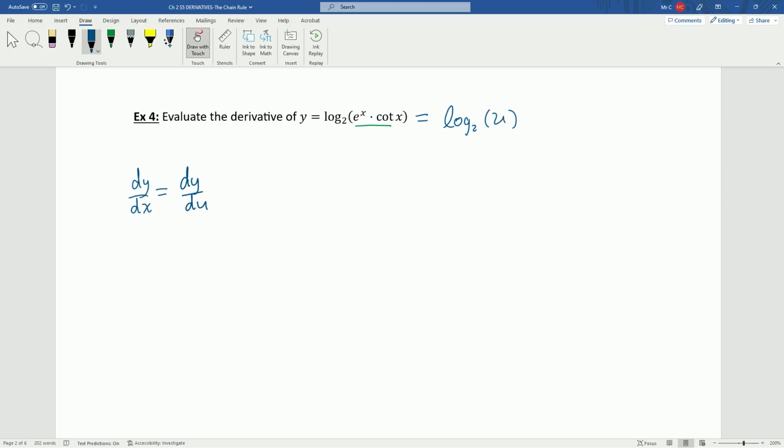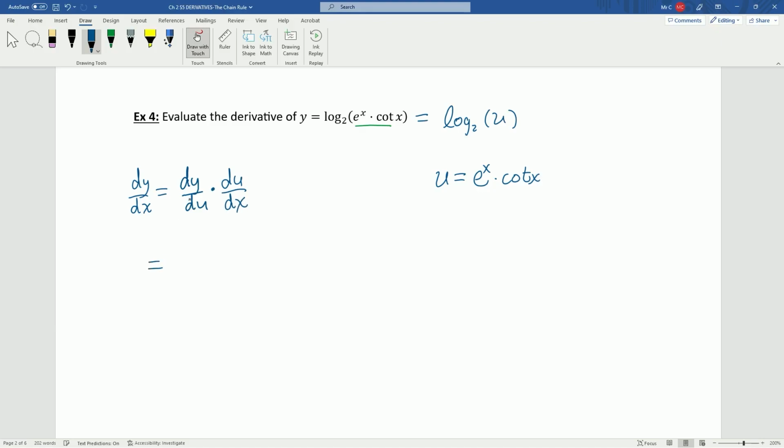Okay, so we have to deal with what u is here, and do we know how to take its derivative in a useful way? So u is e to the x times cotangent of x. And when I look here, I don't need another chain rule. I just need the product rule. So this is really du dx. I can just stop there.